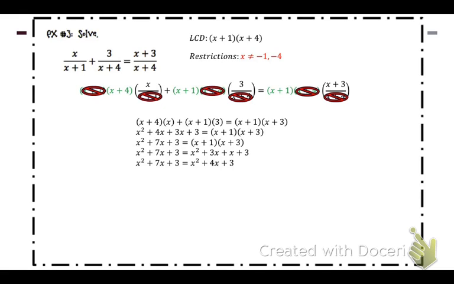And now let's just solve this. So I'm going to move my x squareds over. Those actually cancel, so you're left with 7x plus 3 equals 4x plus 3. Move the 4x over, you get 3x plus 3 equals 3. Move that 3 over, 3x equals 0. So x equals 0. 0 is not negative 1 or negative 4, so that's our answer.